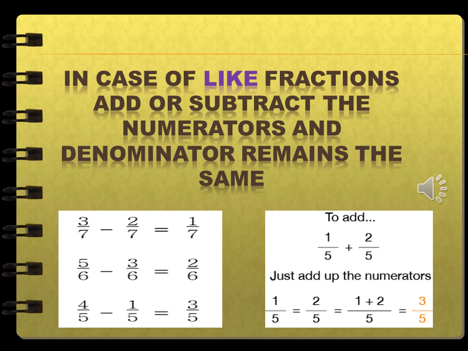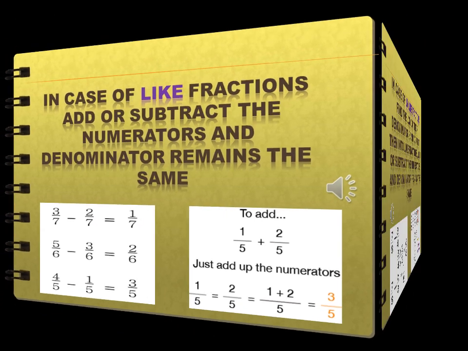3 upon 7 minus 2 upon 7. As the denominators are the same, we will simply subtract the numerators and the answer will be 1 by 7. The same goes for addition of like fractions. For example, 1 by 5 added to 2 by 5, the answer will be 3 by 5.